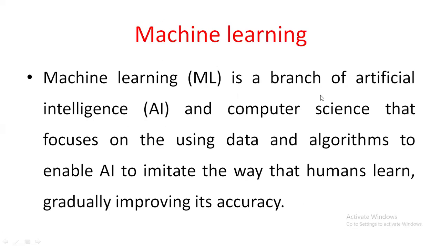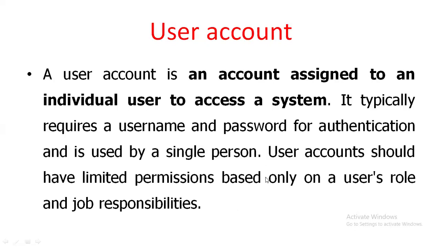Machine learning is a branch of artificial intelligence and computer science that focuses on using data and algorithms to enable AI to imitate the way that humans learn, gradually improving in accuracy.